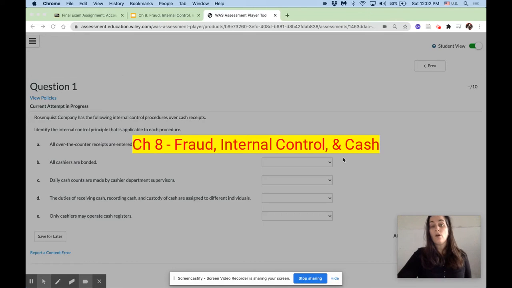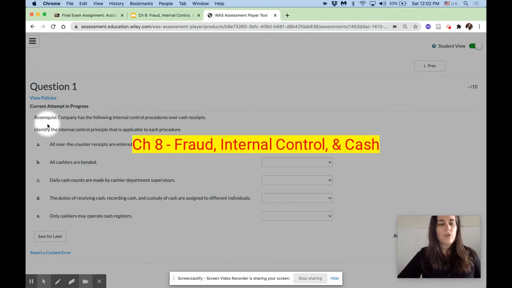Hey everybody, this is a quick overview of Chapter 8 and the topic of internal control. It looks at Rosenquist Company, which has internal control procedures over cash receipts. So we are thinking specifically about cash.